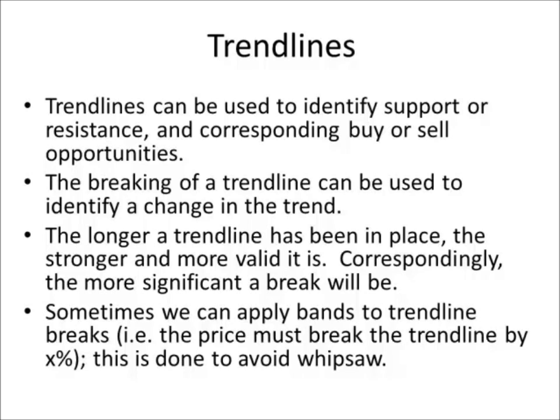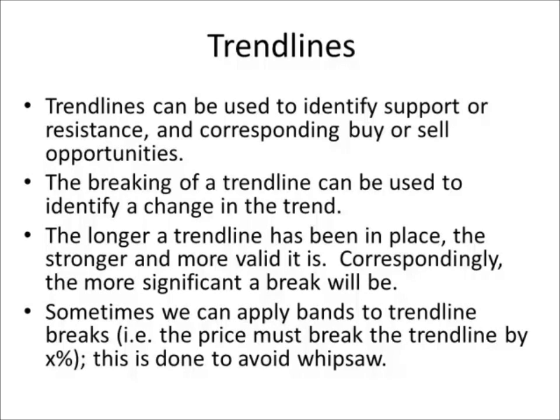Now, one of the other tools we can use with trend lines is to apply bands. So if we're talking about breaking a trend line, we can, for example, apply a band to the break, right? We can say that the price doesn't necessarily need to just cross the trend line, but it needs to cross it by more than X%. So for example, 1%, right? And this is done to avoid whipsaw.